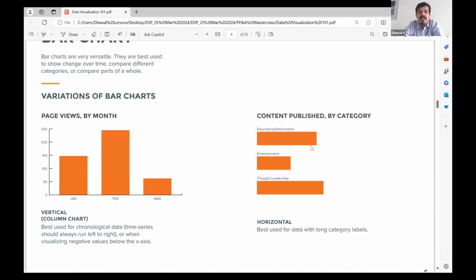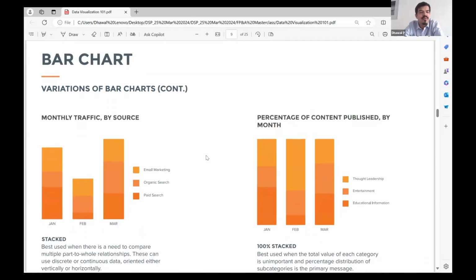And a horizontal bar chart can also facilitate a lot of smart comparisons. Here we can see an example: content published by category. If I was preparing this, I would have arranged it in descending order and shown that thought leadership is my best performing content piece, followed by educational information, followed by entertainment. So a horizontal bar chart is very effective in facilitating comparisons between the 2 or 3 categories that you want to suggest.